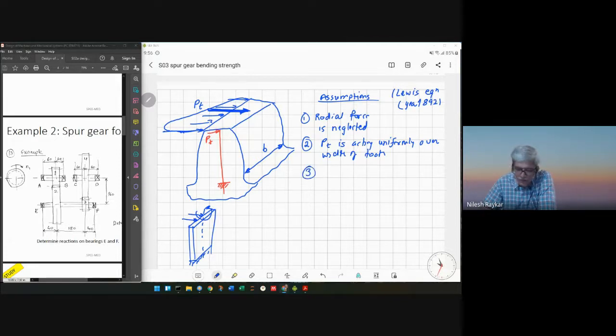Then the third is that the stress concentration effect is neglected.